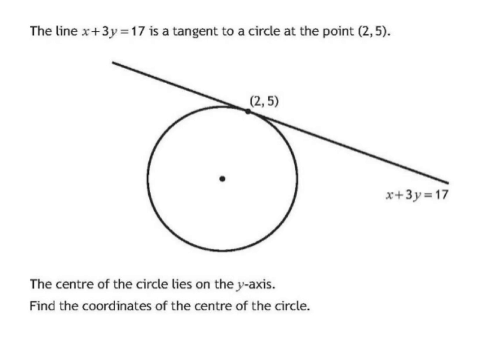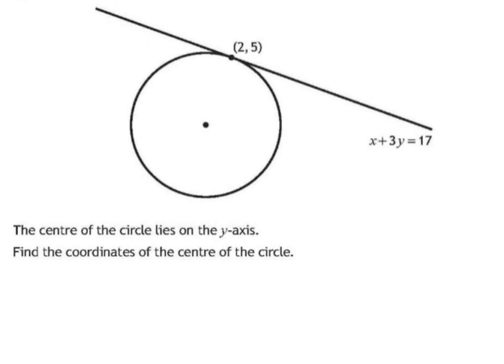It's told you that this line is a tangent. It's told you that the point is 2, 5. It's told you the equation of the line. This time we have to find the centre. So I'm going to create a wee bit of space because all my information's on this picture.